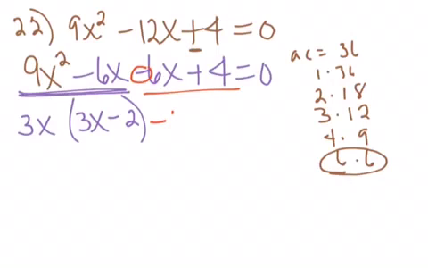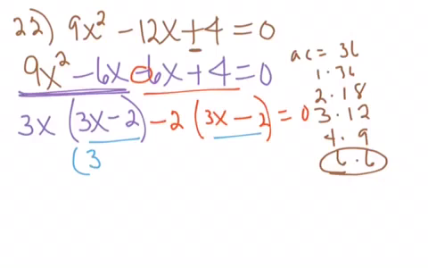And the common factor of these two, because this is negative, we're going to take out a negative with our common factor of 2. Negative 6x divided by negative 2 is 3x. 4 divided by negative 2 is negative 2. So now we have a common factor of 3x minus 2. And what that leaves is 3x minus 2.